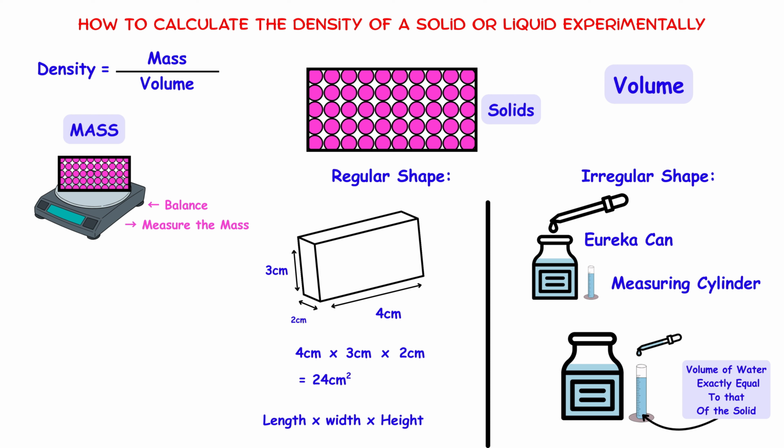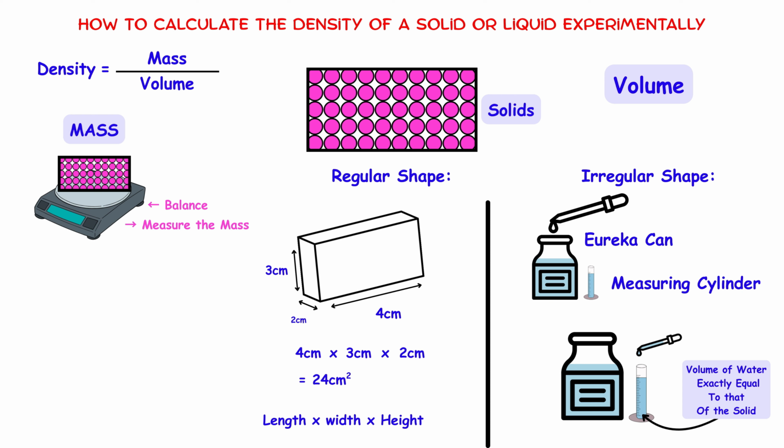For regular solids like cubes or cuboids, we can calculate volume by measuring the length, width, and height, and then multiplying them. For example, if a cuboid measures 4 cm by 3 cm by 2 cm, its volume would be 4 times 3 times 2, which equals 24 cubic centimeters.